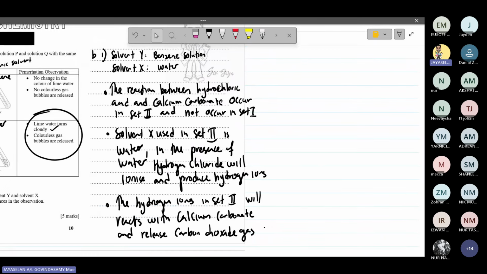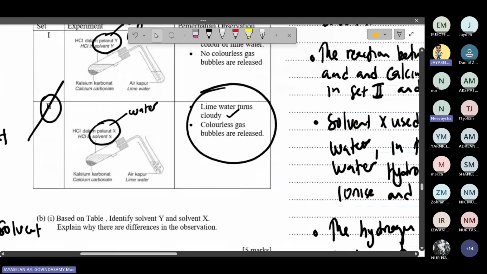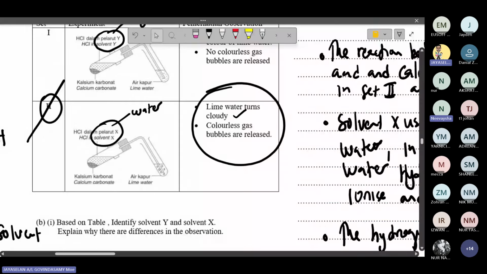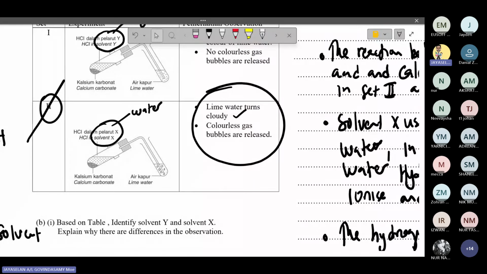No question? Okay, copy down. So I have a question. Yes. What if in the experiment they use base instead of acid? Again, come again. What if they put base inside the test tube?